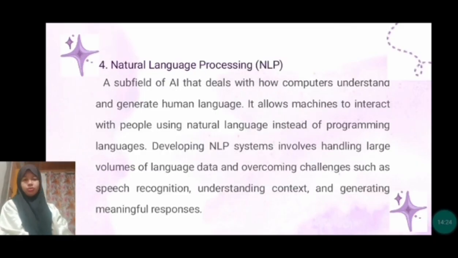So the fourth goal of AI is natural language processing. Natural language processing, or NLP, means teaching computers to understand, interpret, and respond to human language. Now, what is natural language? Natural language is the way people normally speak or write. So what does NLP do? It allows computers to understand what you say or type and then respond to you the same way.